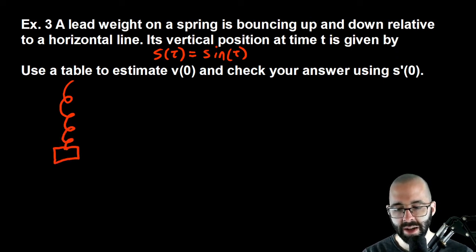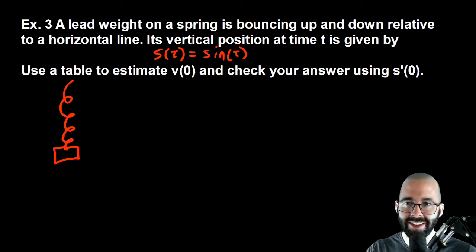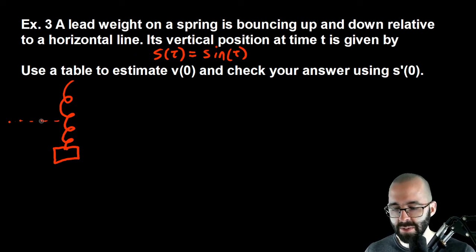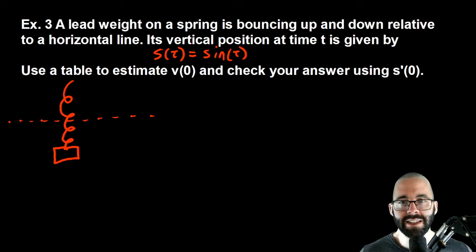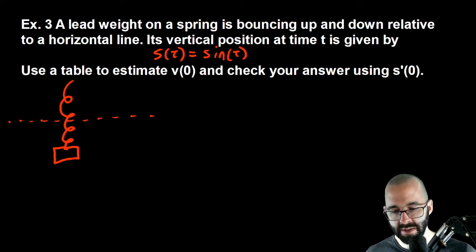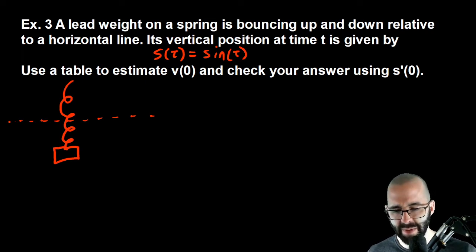And there's a lead weight on the bottom, and it's bouncing up and down, right? Because the weight pulls it down, but then the spring pulls it back up. And it just keeps going, doing, doing, doing, etc. So it's bouncing up and down relative to some horizontal line. So let's call this horizontal line a height of 0. Its vertical position at time t, and we're not given any units here. I'm going to make this problem have units.